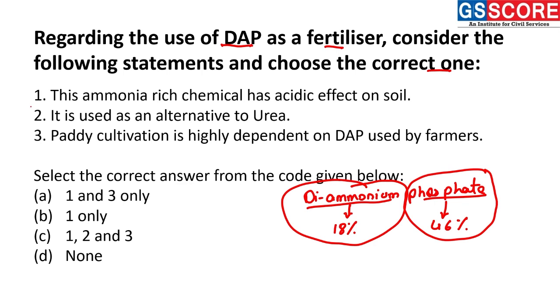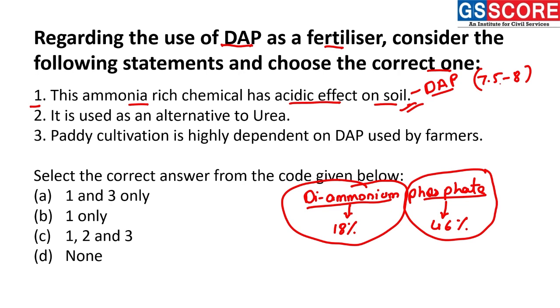Seeing the statements, statement 1 is the ammonia rich chemical has acidic effect on the soil. If we analyze the statement in a quite deeper manner, the ammonia rich chemical is the DAP fertilizer. It is particularly talking about DAP. It is having almost negligible or non-acidic effect on the soil, because the pH of DAP varies from 7.5 to 8.